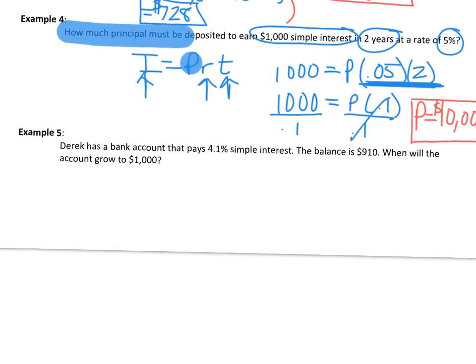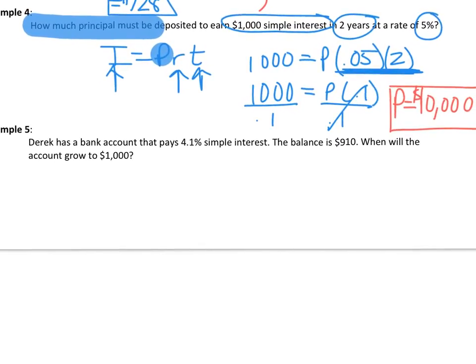Last one. Derek here has a bank account that pays 4.1% simple interest. The balance is $910. When will the account grow to $1,000? So this is as complicated as it really gets. You need to understand what they are asking for. It says, when will the account grow to $1,000? So clearly they're looking for time. So if we do I = PRT, they are looking for time.